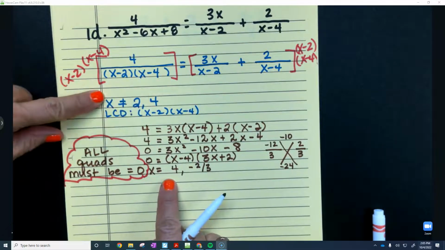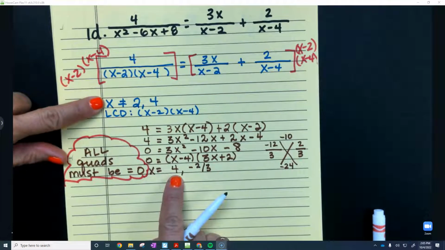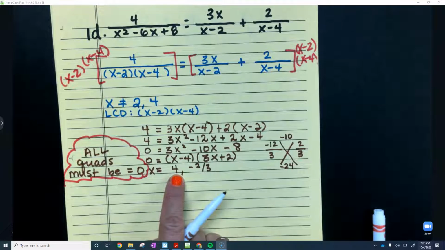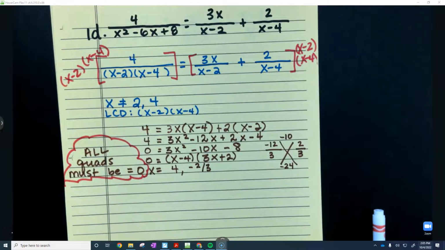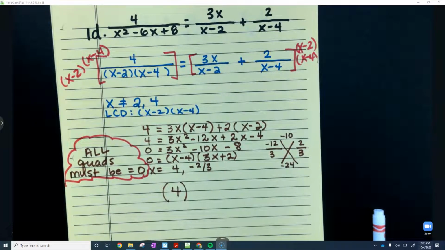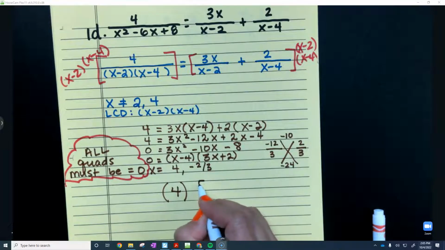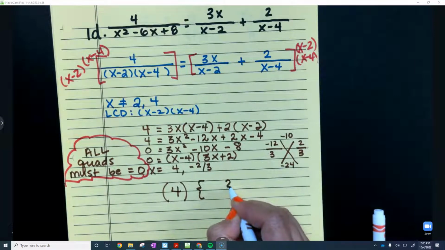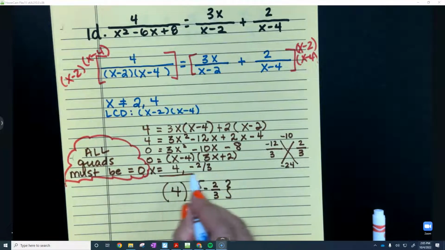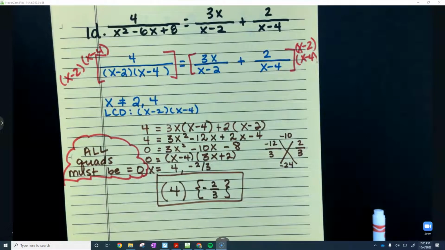Well, look at the restrictions. It's all about the restrictions. So remember, if you get an answer that's a restriction, that's extraneous because it would make the denominator 0. So let's put 4 in the bad group, which is parentheses. And then let's put negative 2/3 in the good group, which are braces. And that's the answer for 1D.